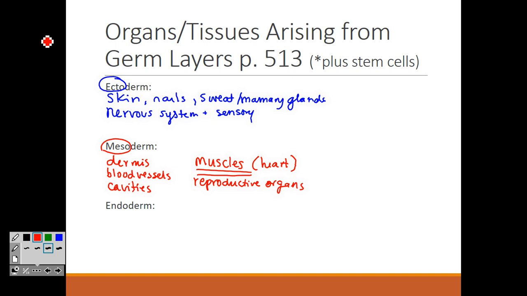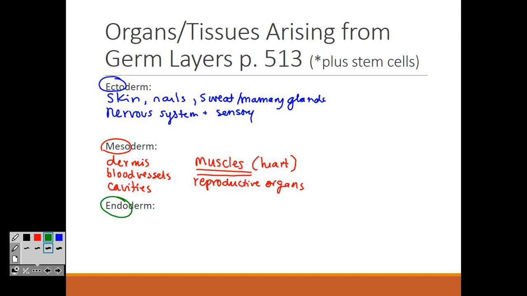Now, if you look, it also mentions excretory system organs like the kidney, the ureter, the spleen. Those are all on that list, but that's getting a little particular. If we look at these big categories, the lower layer of your skin, blood vessels, muscles, and reproductive organs, those are the main things that would be asked about as coming from the mesoderm.